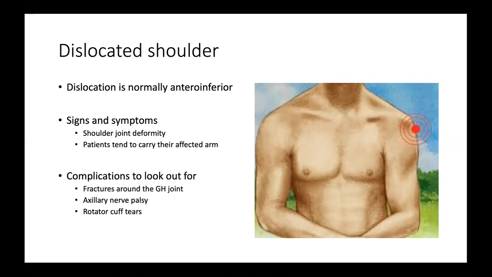Cool? Other things to look out for is, again, axillary nerve palsy, and that's just because of how close the humeral head is to the axillary nerve. And then another thing that you want to look for is rotator cuff tears. But in terms of the complications, you want to focus on the top two. The axillary nerve palsy can actually happen once you've dislocated or when they've popped it back and they've accidentally pinched the axillary nerve. So it can happen once you've reduced it as well.